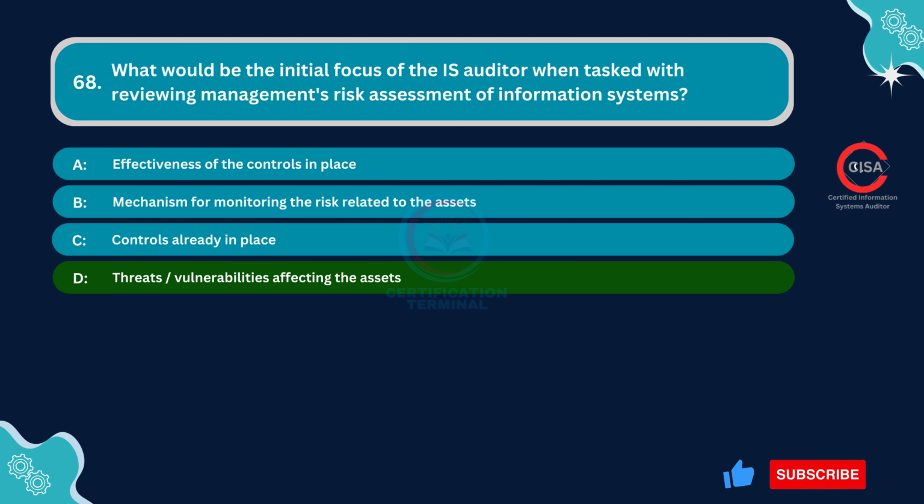Understanding the threats and vulnerabilities is the cornerstone of any risk assessment. These are the potential dangers that could exploit weaknesses in the system and cause harm. By identifying these first, the auditor can assess the likelihood and impact of each threat. Once threats are known, the auditor can then effectively evaluate the controls already in place to mitigate those threats. This avoids wasting time on irrelevant controls.